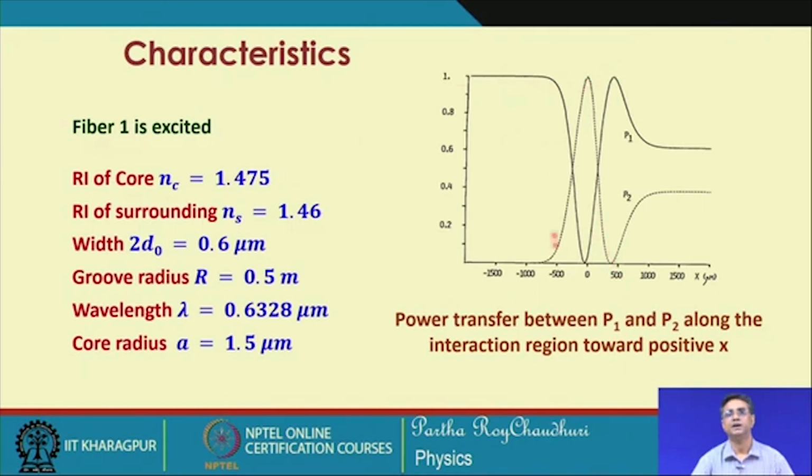So, this is again a periodic exchange of power between the two fibers through evanescent coupling at the region of interaction. So, P1 and P2 along the interaction region towards the positive x direction, which is along the length of the fiber.